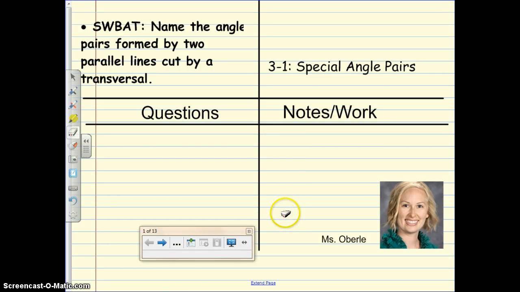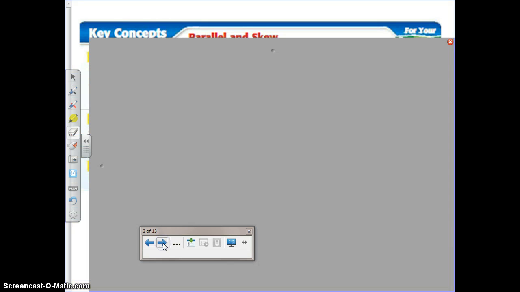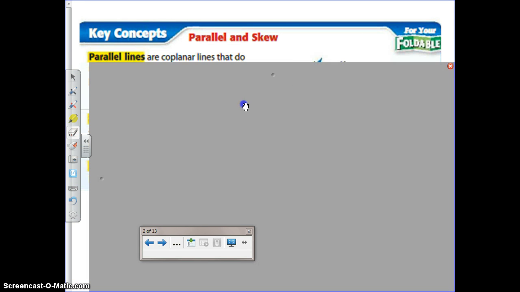Hi students, this is Miss Oberly with lesson 3-1, special angle pairs. By the end of this lesson, you will be able to name the pairs formed by two parallel lines cut by a transversal. So, some basic terms we need to know.